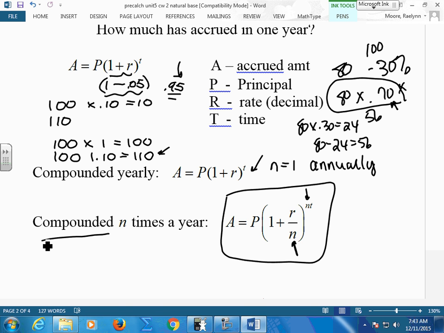If I do monthly, monthly is how many times? 12. How about semi-annually? 2. How about quarterly? 4. Good. How about daily? 365. Yeah. And then we also have continuously where our base E comes in.